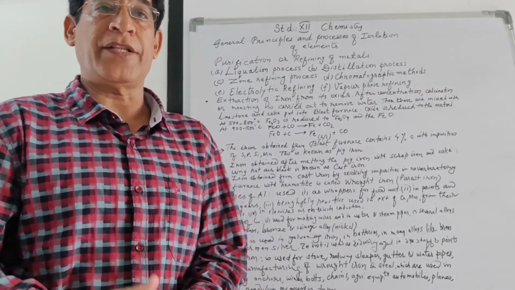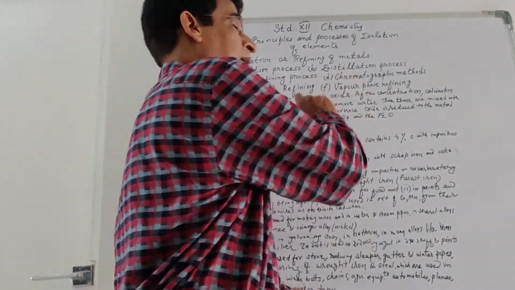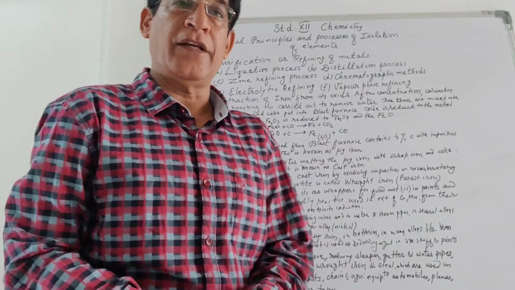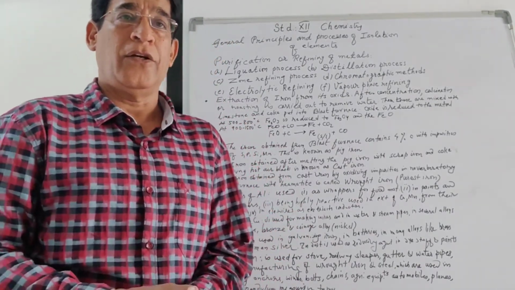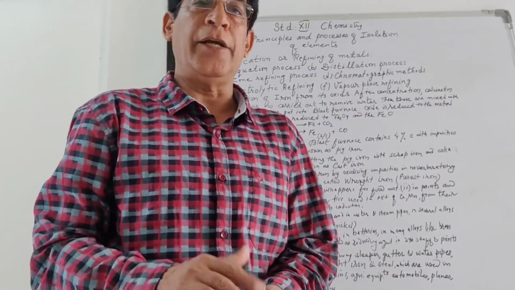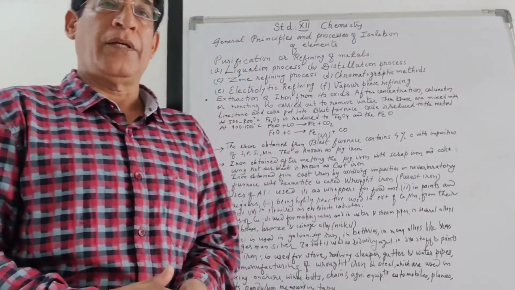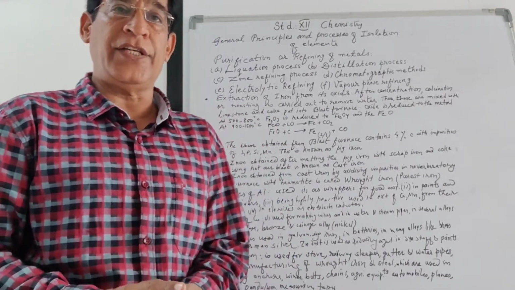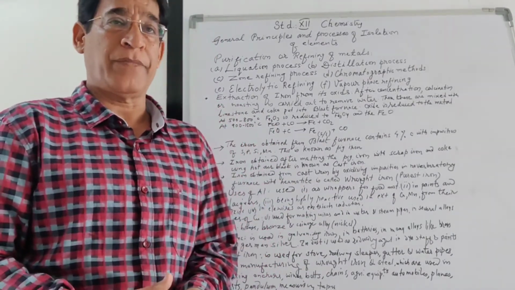Now, second method is distillation process. This process is used to purify those metals which themselves are volatile and the impurities in them are non-volatile. Zn, Cd and Hg are purified by this process.